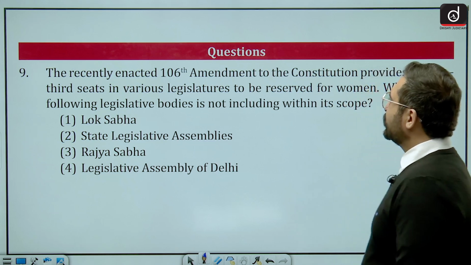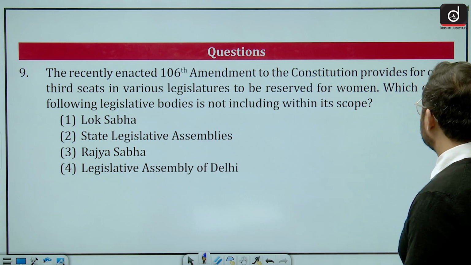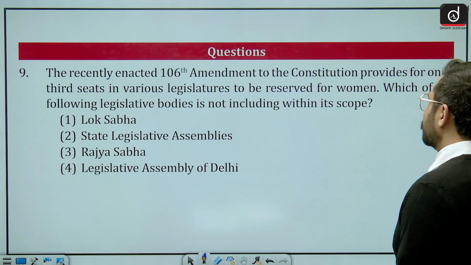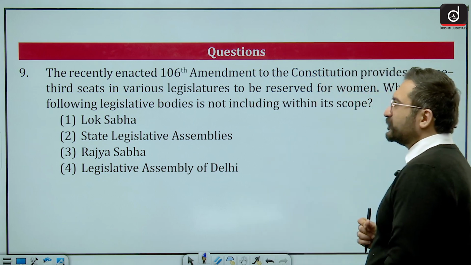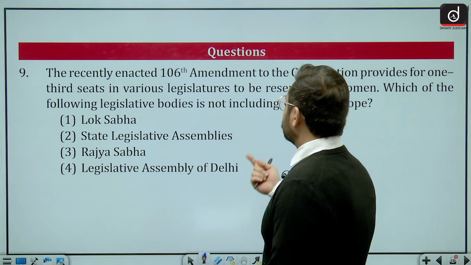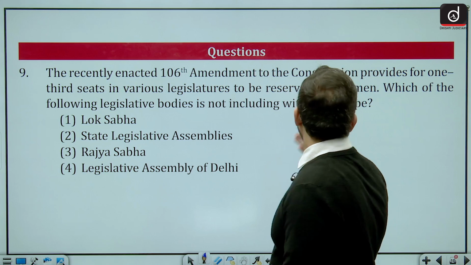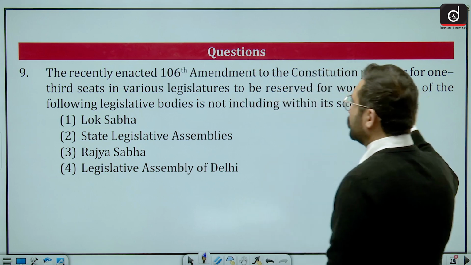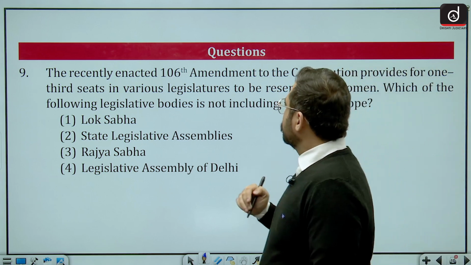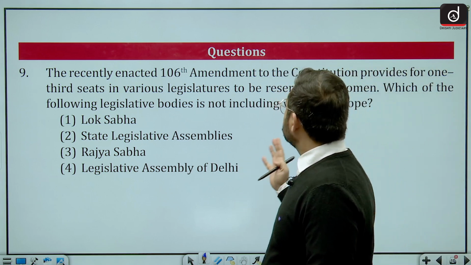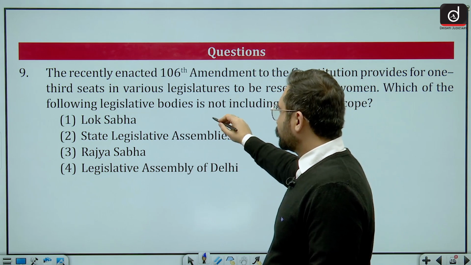Very easy. The recently enacted 106th Amendment to the Constitution provides for 1/3 seats in various legislatures to be reserved for women. Which of the following legislative bodies is not included within the scope? You are reserving the seats for women in elections. So, state, if you talk about elections, then it is for Parliament. They are asking legislatures to be reserved for women. So it would be the one in which elections are not happening through people. So state legislative assembly, Lok Sabha, yes.